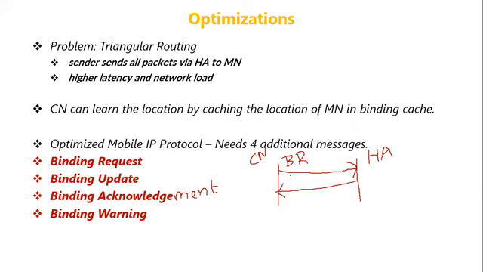This binding update will include the mobile node's fixed IP address, and also the COA, care of address. So the HA responds with a binding update. After receiving the binding update, the correspondent node again will respond with a binding acknowledgement. Let us call it BA, or binding acknowledgement. Okay, so this is the communication flow that we are discussing.